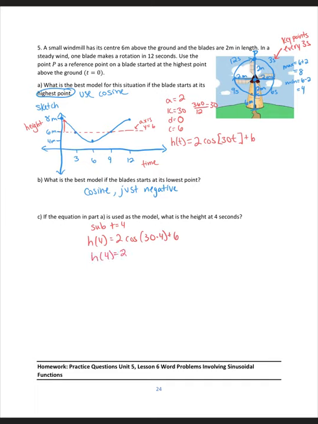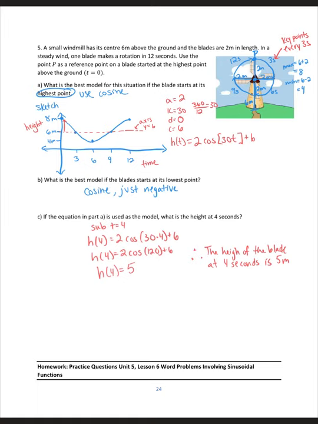So let's simplify what's inside our brackets first. So 120, we're taking the cos of. And then when you do this on your calculator, just make sure you do the cos of 120 times 2 plus 6. Don't forget about your order of operations. So when you do that, you should get 5. So therefore, the height of the blade at 4 seconds is 5 meters.